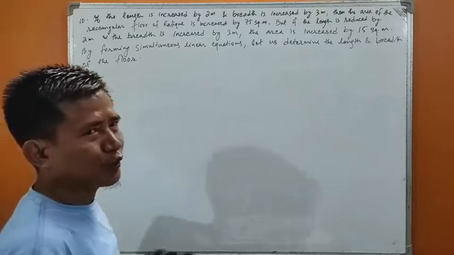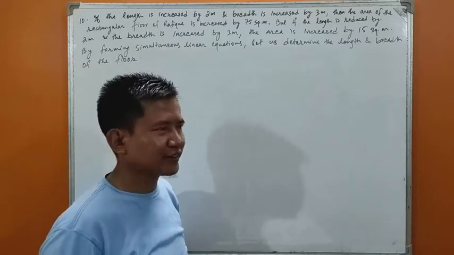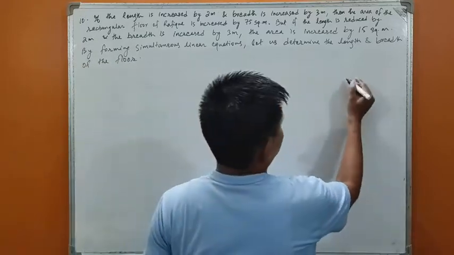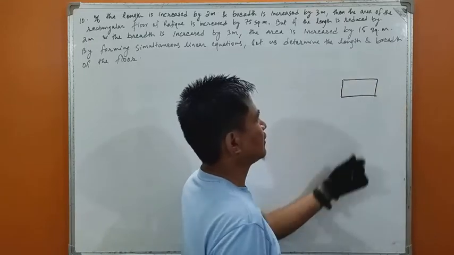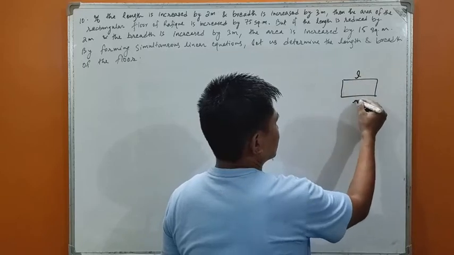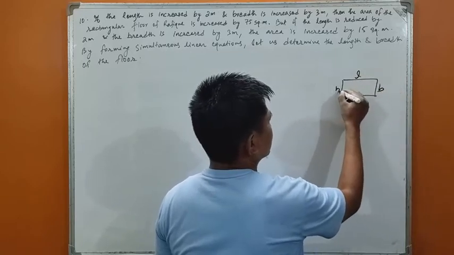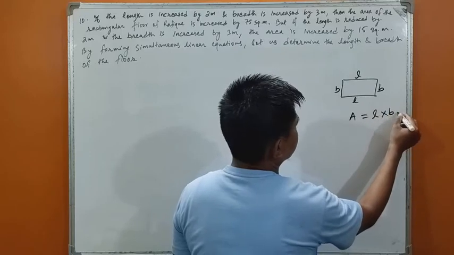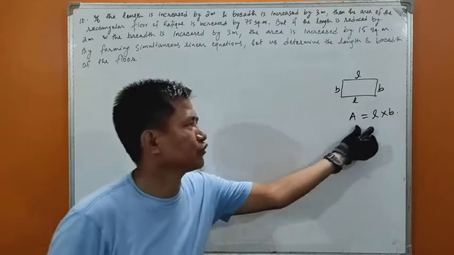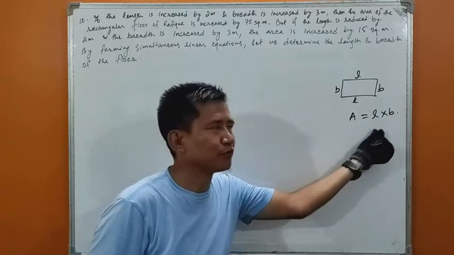We know how to find the area of rectangle, isn't it? Let us recall our memory to find the area of rectangle. Suppose this is a rectangle, this is the length, and this is the breadth. So area will be length into breadth square unit. We know how to find the area of rectangle, that is length into breadth.